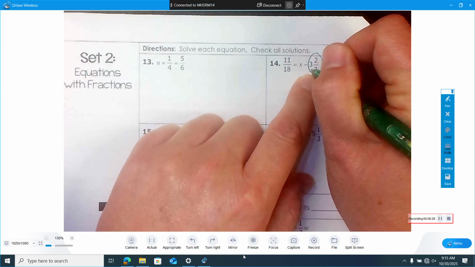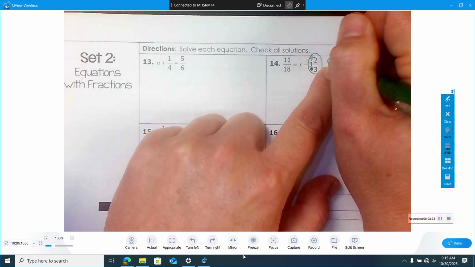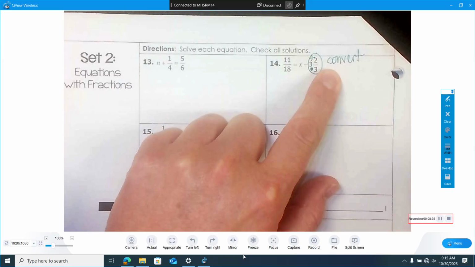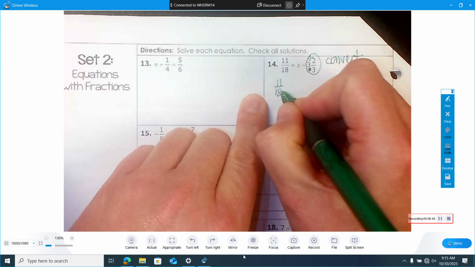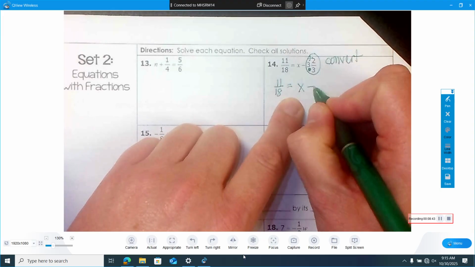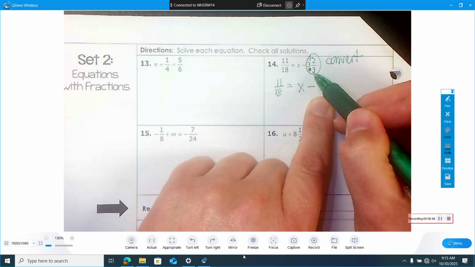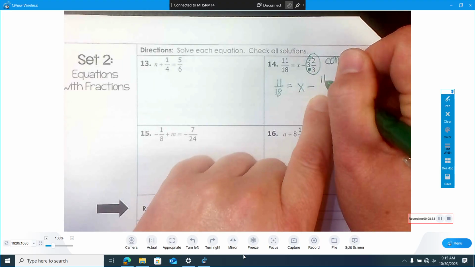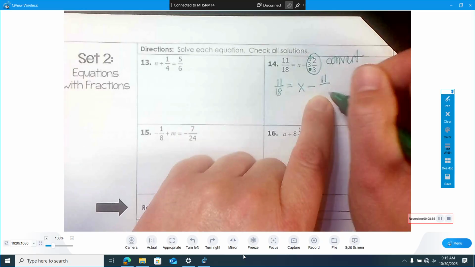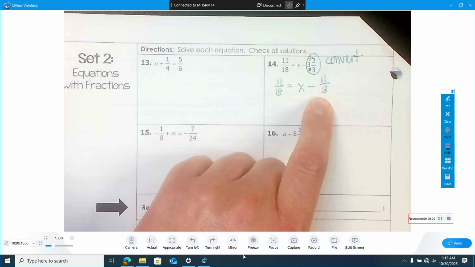Convert it. Yep. We're going to multiply and add in the numerator. We've got to convert. Write that down. Convert that mixed number. So I'm going to rewrite this equation: 11 over 18 equals x minus, when we convert, we're multiplying. 3 times 3 is 9, plus 2 is 11. We get an 11 for the numerator. What's our denominator? 3. So we get 11 over 3. Now it's improper, which is much nicer.